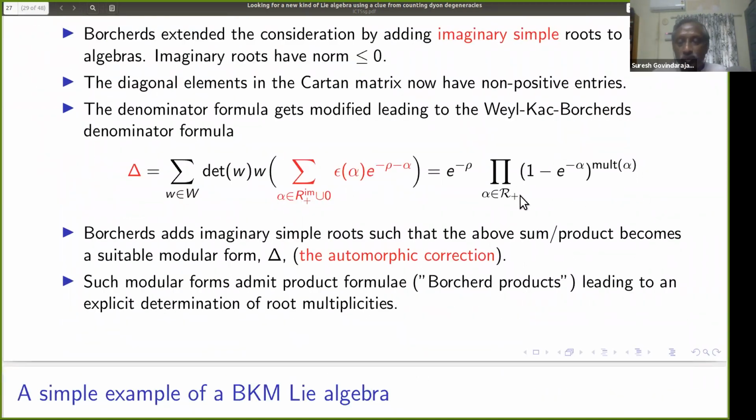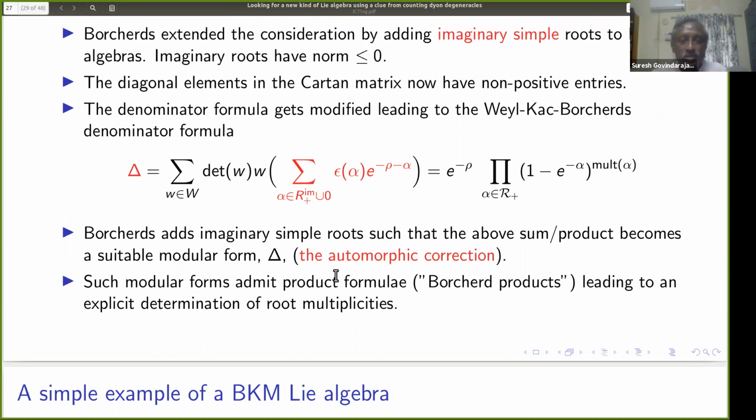What he showed was that there's a particular modification. Remember, McDonald's modification happened on the product side. The Borcherds modification happens on the sum side. And the contributions in red are the contributions for the imaginary simple roots. Okay, I won't explain this in detail.